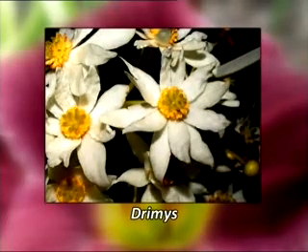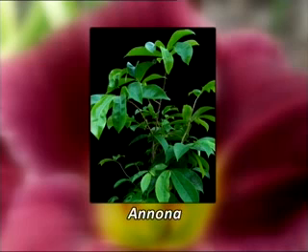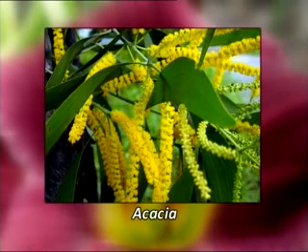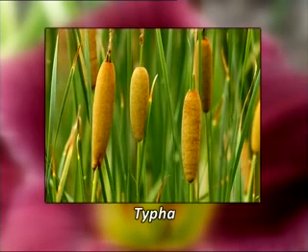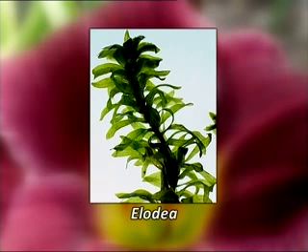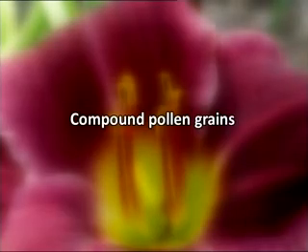But in species of Drimys, Annona, Acacia, Drosera, Typha, Elodea, etc., they don't separate even at maturity, and even the tetrads are stuck together in groups which may contain as many as 64 pollen grains. Such groups are called compound pollen grains.